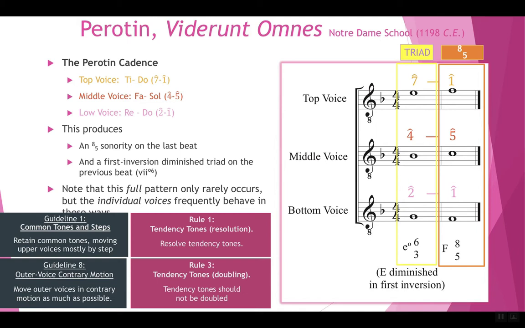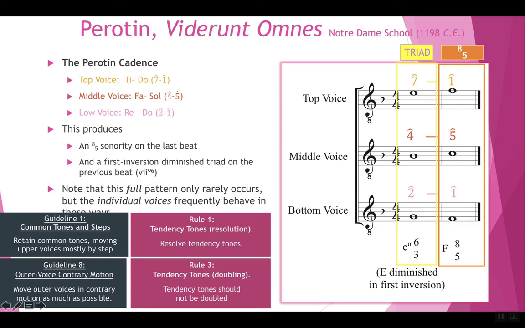And then in terms of doubling, rule 3, tendency tones should not be doubled. Let's just see. There's three voices here. One voice is on the E. That's our one tendency tone. Has Perotin doubled it? Nope. No one else is doing an E. Everyone has their own note, actually. There's no doublings here at all. Oh, here there is a doubling. The top voice and the bottom voice are both on Fs. So that's called a doubling, but that's fine. He just should not be doubling scale degree 7.